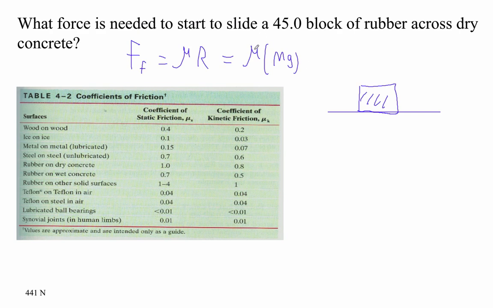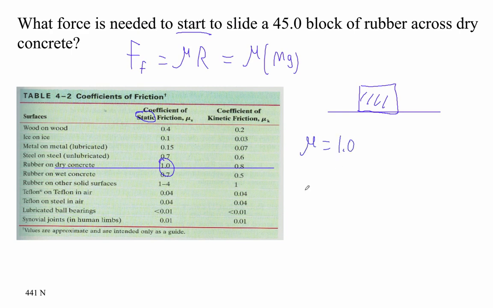And then it's just a matter of looking up the right mu, right? So we are starting to slide. That means it's a static coefficient, right? And it's rubber across dry concrete. So let's look for that. Here it is. And we're starting it, so our coefficient is 1.0. So mu is.